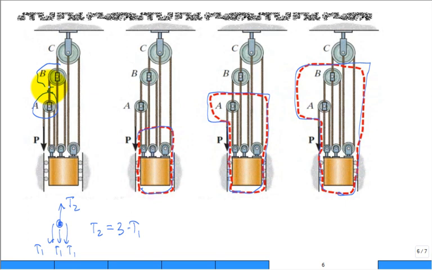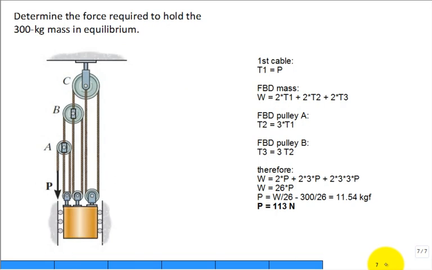Likewise, you could do a free body diagram of pulley B. And when you do a free body diagram of pulley B, you get that the tension in this third cable pulling up is equal to 3 times the tension in the second cable pulling down. So there's a lot of ways to analyze this problem. We just have to pick one and be consistent. Let me see, what did I do here?